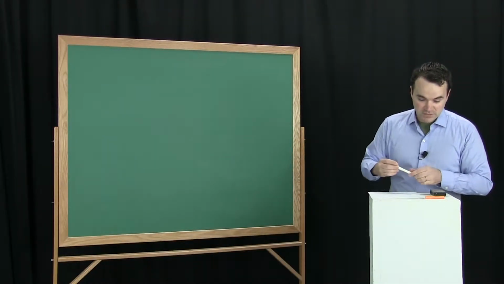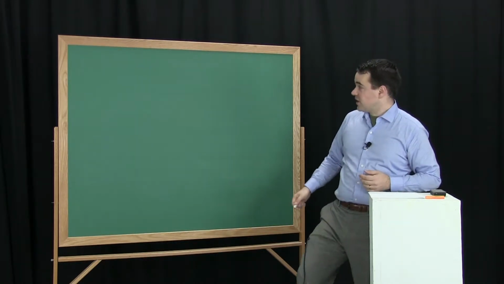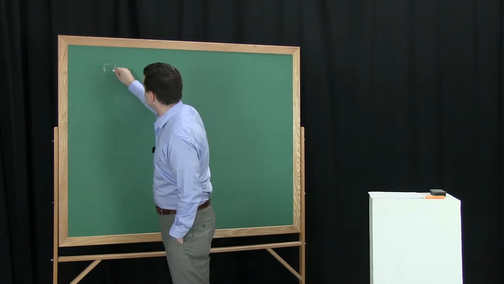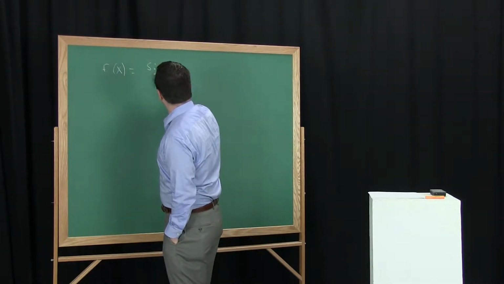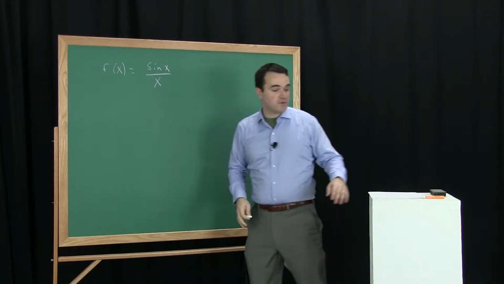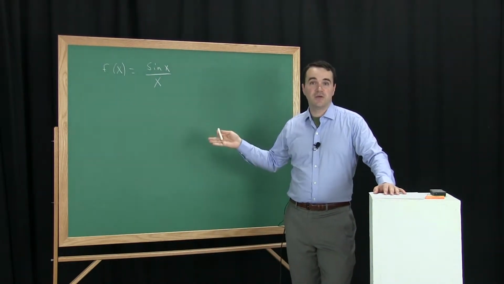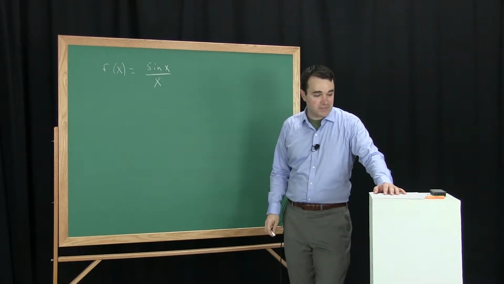Last time we ended off, or we talked about anyway, this function f of x equals sine of x over x. And actually last time I called it f of theta equals sine theta over theta, but we're just changing the variable a little bit. That's okay, it's the same function.